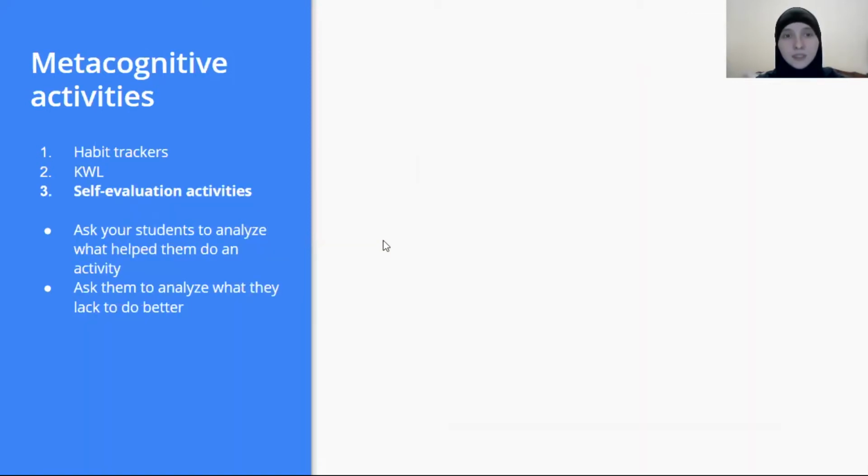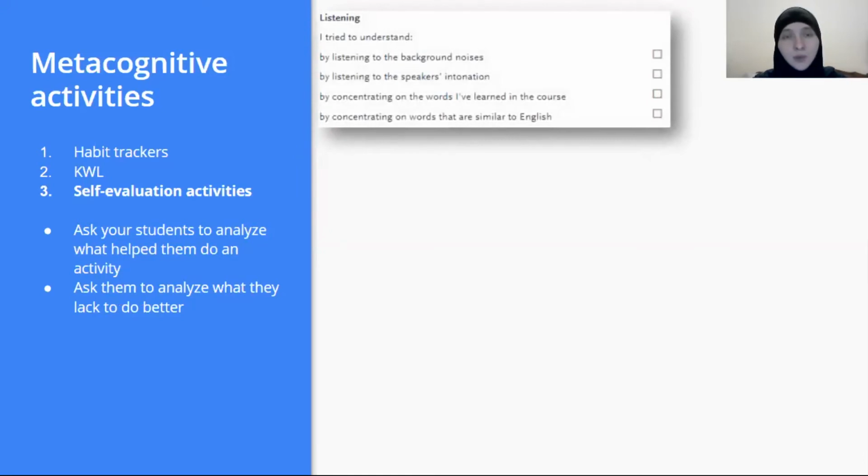Now, next idea would be self-evaluation activities. I know that you're probably aware of the importance of these activities. So self-evaluation, and we can ask our students to analyze what helped them to do this or that, and then to analyze what they lack to do better. How to do that? Well, I suggest you show this list of things which help your students to do this or that. For example, listening.